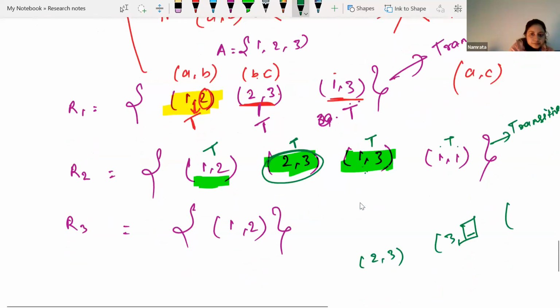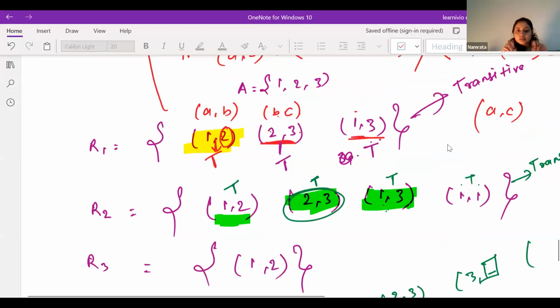Just a moment. Now the last one, 1 comma 2 is there. So no other element is there. So definitely we will say it's transitive. Any confusion so far? Anyone having any confusion? No?